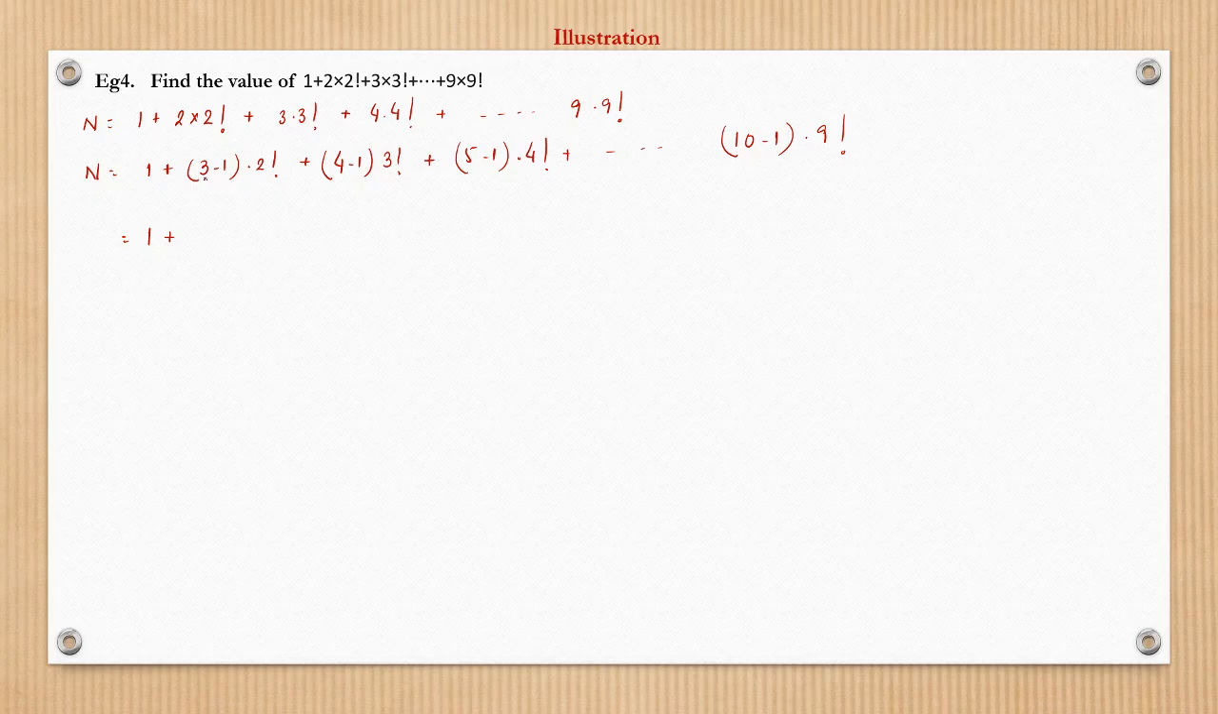When we expand this bracket, it will be 3 into 2 factorial, which is nothing but 3 factorial, minus 1 into 2 factorial is 2 factorial. Here it will be 4 into 3 factorial, which is 4 factorial, minus 1 into 3 factorial is 3 factorial. Similarly it will be 5 factorial minus 4 factorial plus 6 factorial minus 5 factorial, so on till last term will be 10 into 9 factorial is 10 factorial minus 9 factorial.